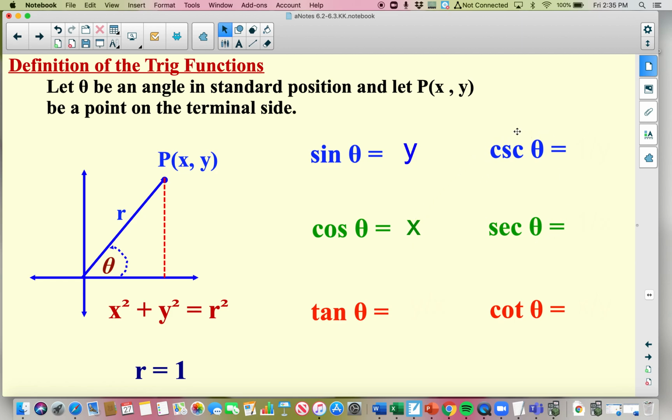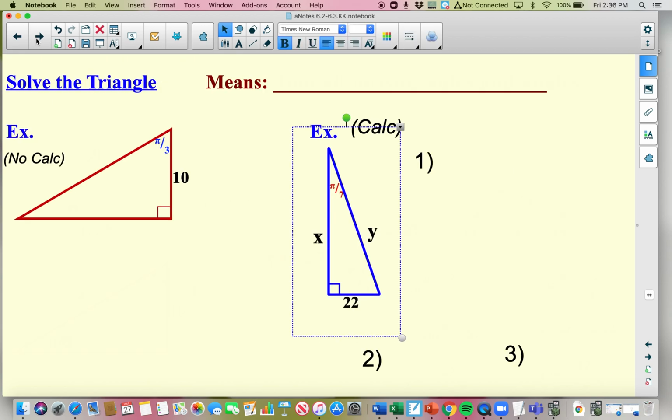Then your reciprocal identities say that the cosecant is the reciprocal of sine. So if sine is y, cosecant is 1 over y. Secant is the reciprocal of cosine, so that's going to be 1 over x. Tangent is the ratio of sine over cosine, so that's going to be y over x. And cotangent is the reciprocal of tangent, so that's going to be x over y. So just again, nothing new to you here, just kind of reminding you about those identities that are in place.